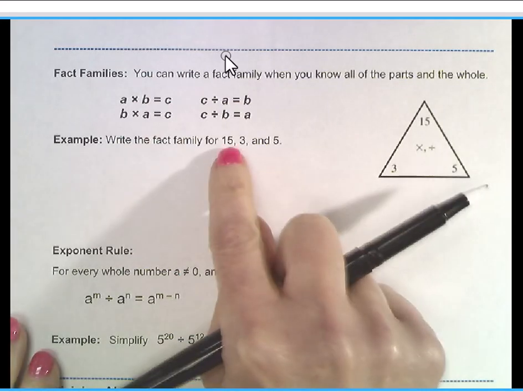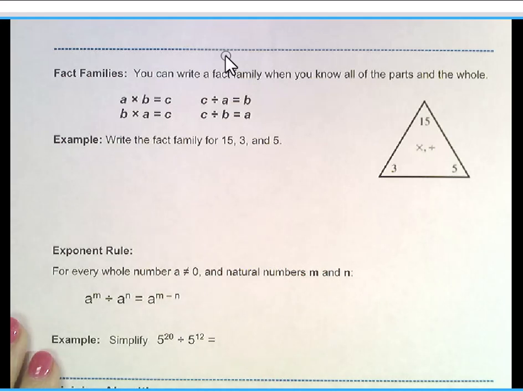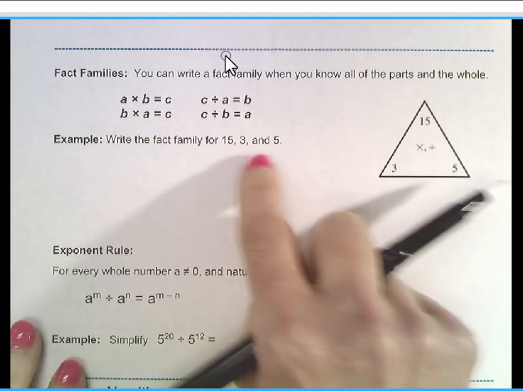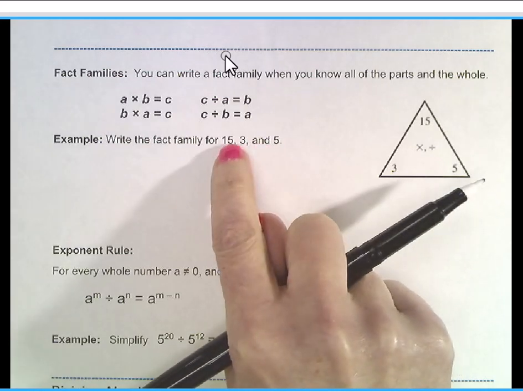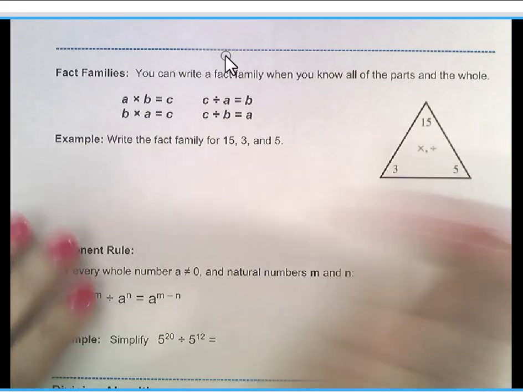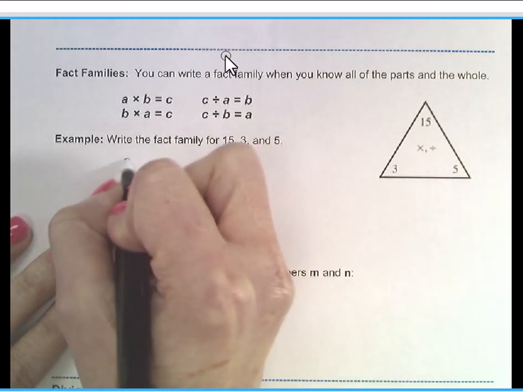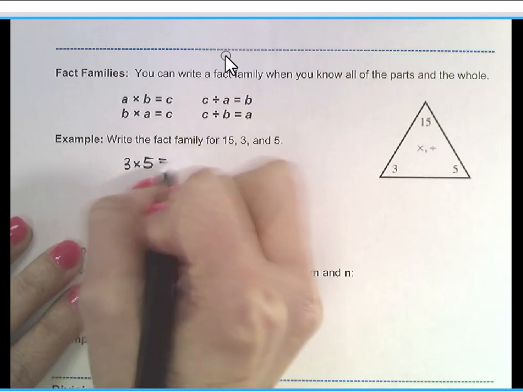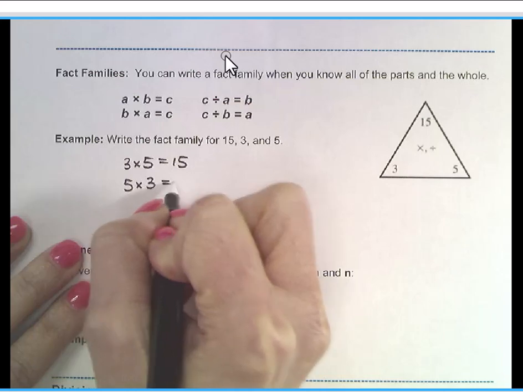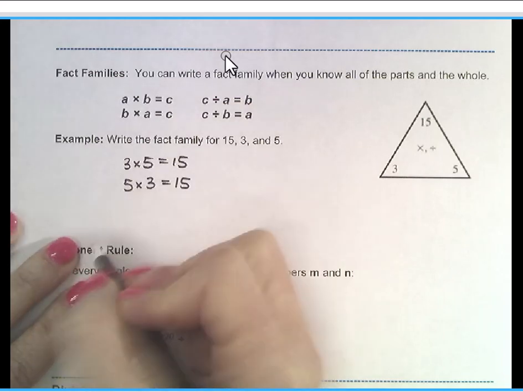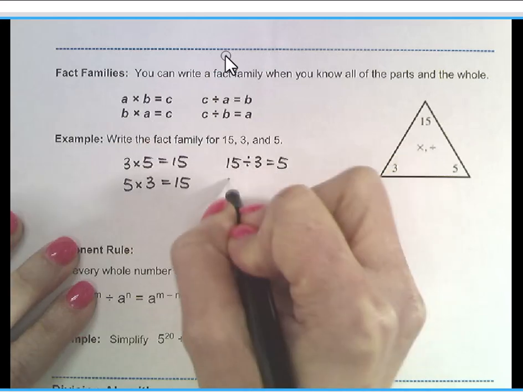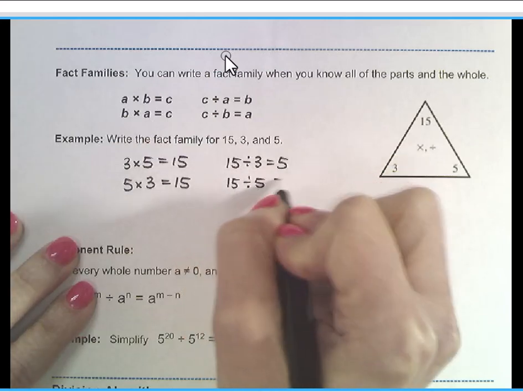So I'm hoping you could look at these 15, 3, and 5 and realize that this is not an addition and subtraction fact family, because if you add 3 and 5, you don't get 15. So this has to be just multiplication and division. So the 4 members of the family would be 3 times 5 equals 15. And then you can spin it around, commutative property. 5 times 3 is 15. And then 15 divided by 3 is 5. And 15 divided by 5 is 3.